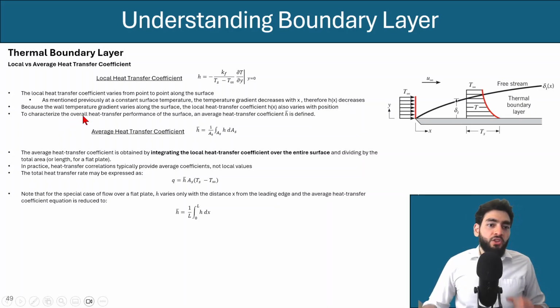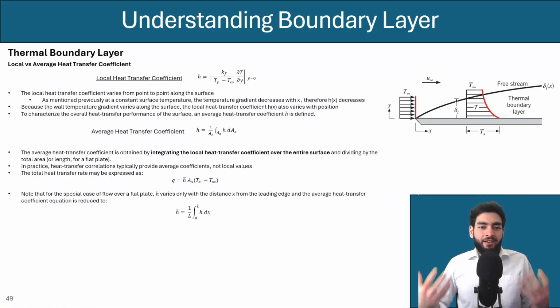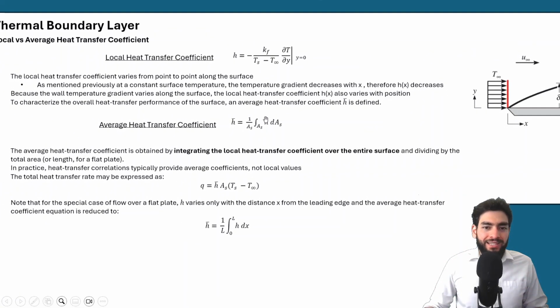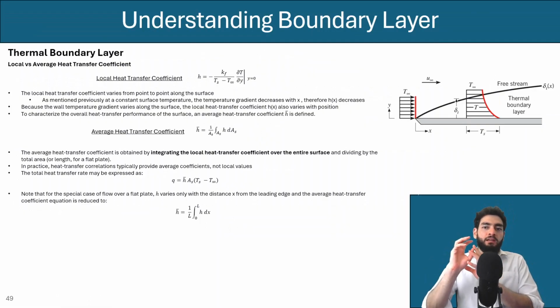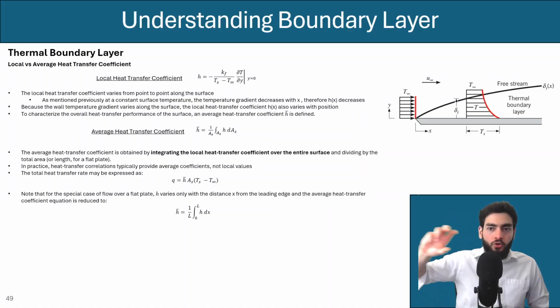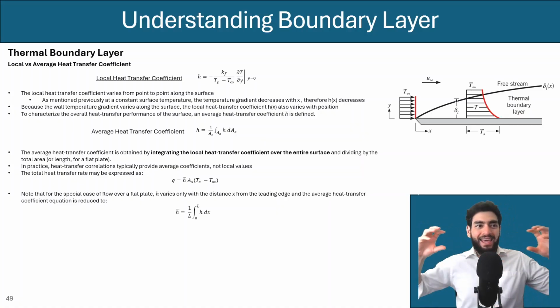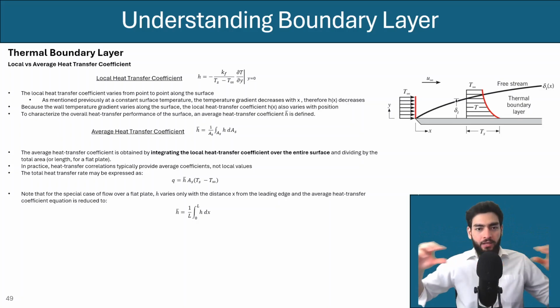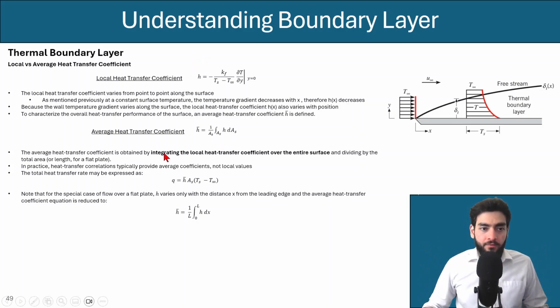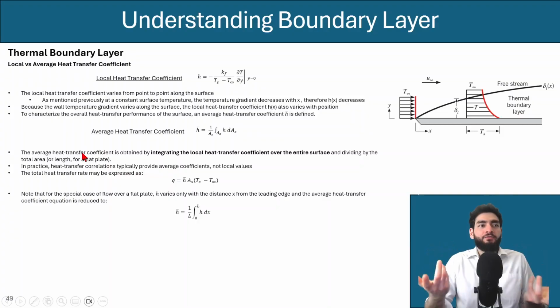Now, to characterize the overall heat transfer performance of the surface, an average heat transfer coefficient is defined. This is similar to the average friction coefficient, for instance. It follows the same philosophy. So what we're going to do is integrate. That means we're going to take the cumulative sum of the local heat transfer coefficient over the whole length, and then divide by the whole length. In this case, it's the area. And this will give you an average number.